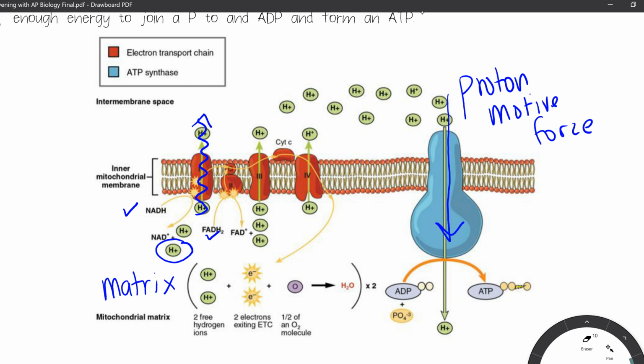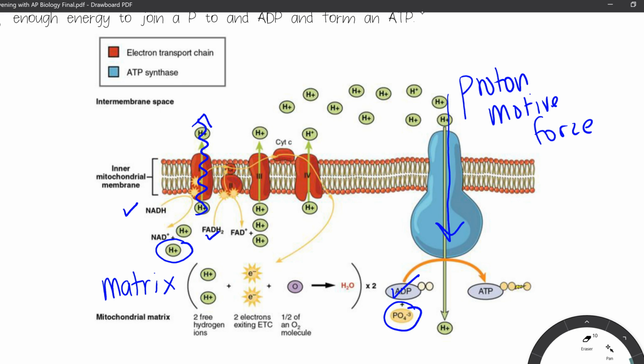Now, because of that, these hydrogen ions can now move down their concentration gradient through this protein channel called ATP synthase. They're going to come through with a lot of energy, enough energy to take an ADP and that inorganic phosphate right there and bind it to the ADP to make what is known as an ATP.